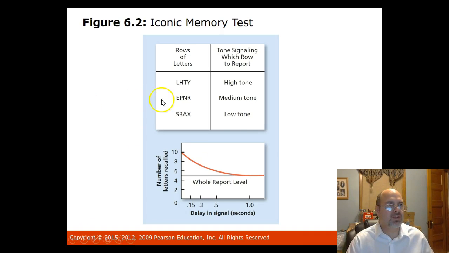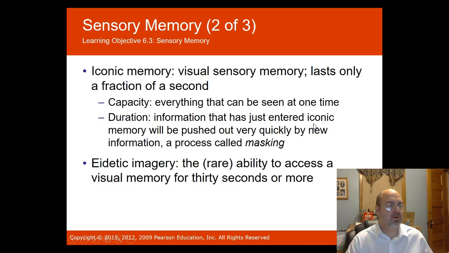I guess a key thing that I missed about iconic memory: George Sperling coined this term, but it's basically visual sensory memory, and a lot of times it only lasts a fraction of a second. Think of the word icon. It's a Greek word for image. It's our imagery memory. Okay, and we have a capacity that everything can be seen at one time.